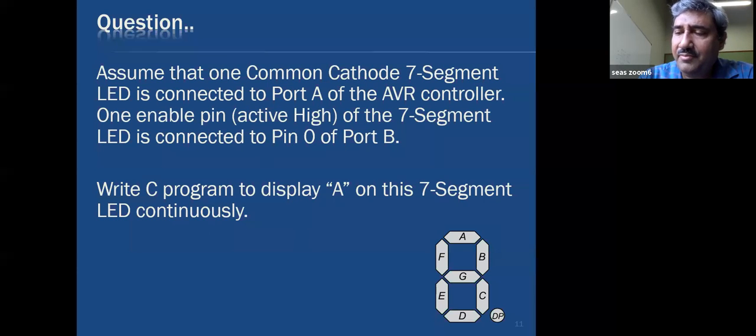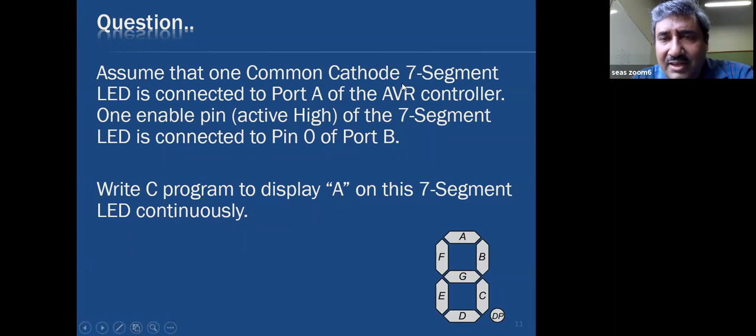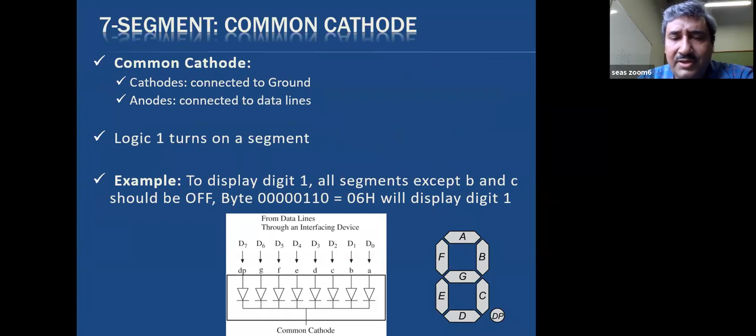And when we meet, probably for the 4th lab, we will explore this in the lab. I think you can do this easily. Yes or no? To display A, which segments should be on? In this case, it is common cathode, I think you have done that. So if you go back, this is common cathode, and I want to display A. So you can figure out.